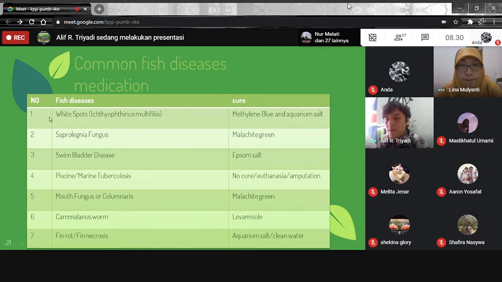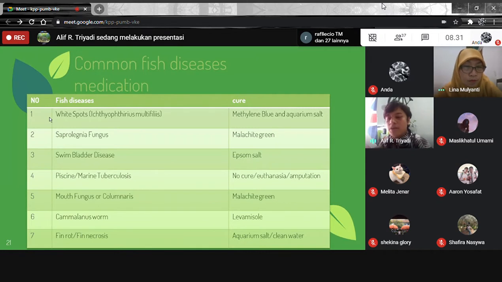Now, the first one, white spot, Ichthyophthirius multifiliis. What is that? It's a fish disease that appears as white spots on the fish. Not only white spots, actually, sometimes a buildup on your fish, and your fish becomes small and shrunk. Sometimes your fish dies because of this white spot. The cure for it is a medicine called methylene blue, and as an added bonus, just add some aquarium salt and it will be fine and dandy.